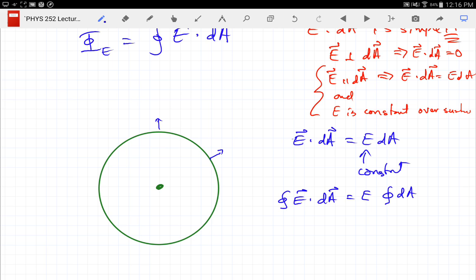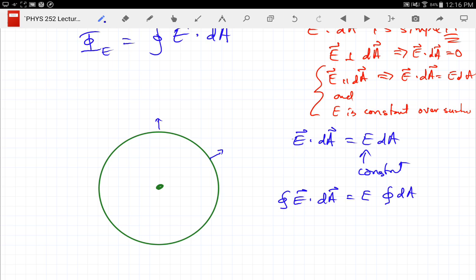Because we're a constant distance away, the symmetry requires, right, that it doesn't matter what angle you look at a point. So the symmetry requires that the electric field has to be radially outward or radially inward, and it has to be the same magnitude at the same distance away from that charge.